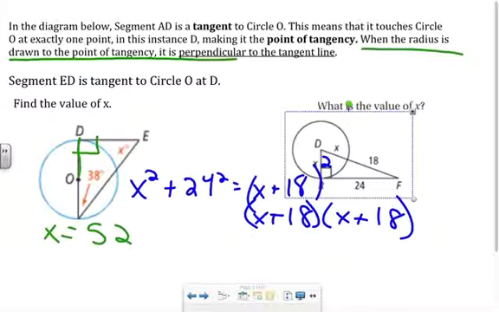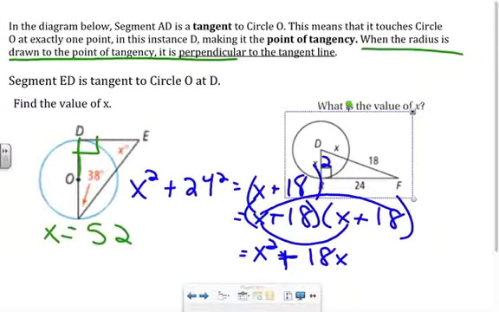FOIL, first, outer, inner, last. Here's what I mean by that. First times first, x times x is x squared. Oops, it's a plus sign. Outer times outer, that's x times 18, which is 18x. I multiply together my inner terms, that's another 18x. And I multiply together my last terms.